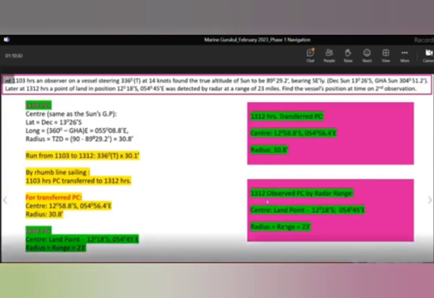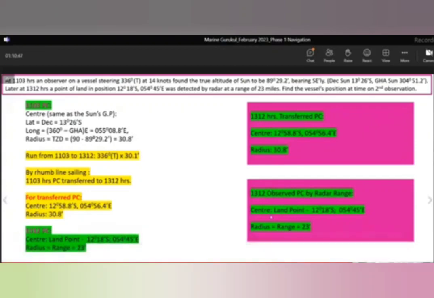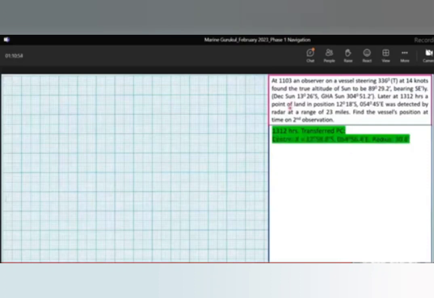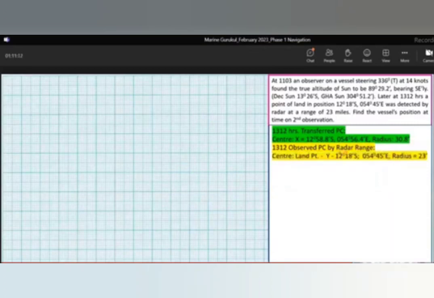Okay, great. So we have the coordinates, we have the information for plotting the position circles. Let's plot them now. So we have the 1312 transferred PC, whose center we are calling as X, whose coordinates are 12 degrees 58.8 minutes south and 54 degrees 56.4 minutes east, and the radius of the PC shall be 30.8 miles. And 1312 PC, which is an observed position circle, we are calling its center as Y. Coordinates of Y and radius of the PC are there on the screen.